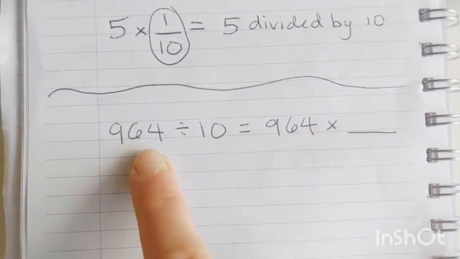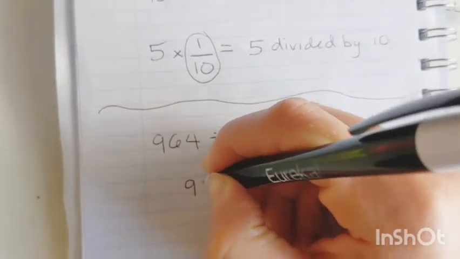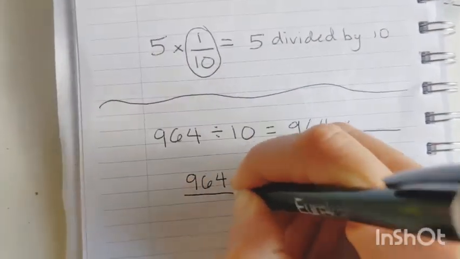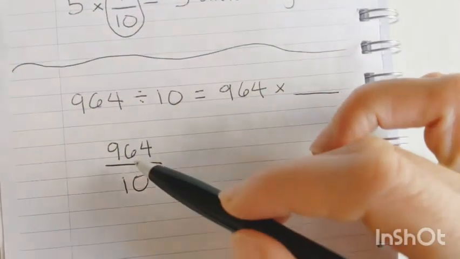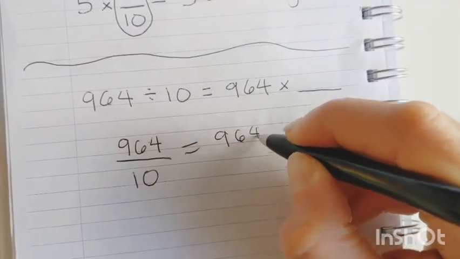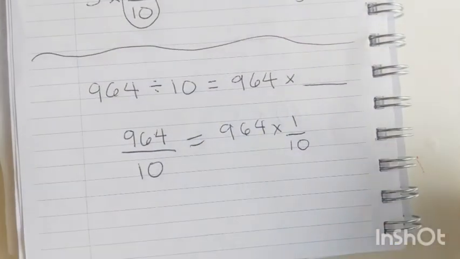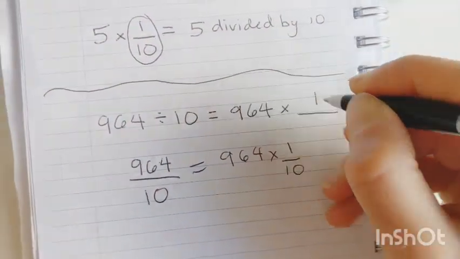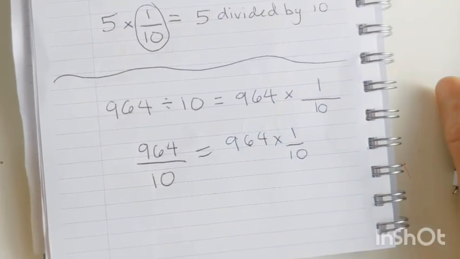So 964 divided by 10 is the same thing as 964 divided by 10 written as a fraction. And we can separate this out to 964 times 1/10. So now I see that that 1/10 is what goes in the blank over there.